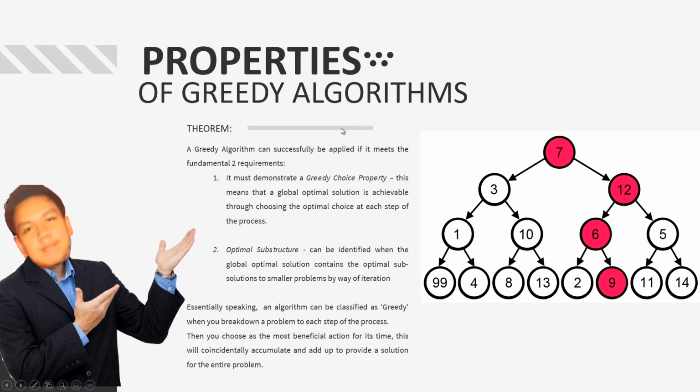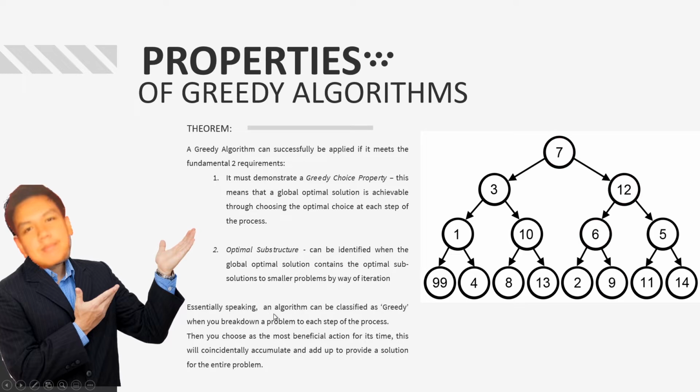On to the properties of greedy algorithms. Greedy algorithm can be successfully applied if it meets one of the two fundamental requirements. Firstly, it must demonstrate a greedy choice property. This means that a global optimal solution is still achievable through choosing the optimal choices at each step of the process. Greedy algorithms can also be identified if it possesses an optimal substructure. This can be identified when the global optimal solution contains the optimal sub-solutions to smaller problems by way of iteration.